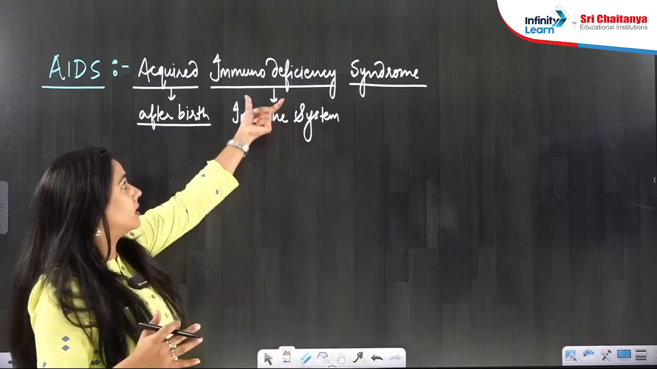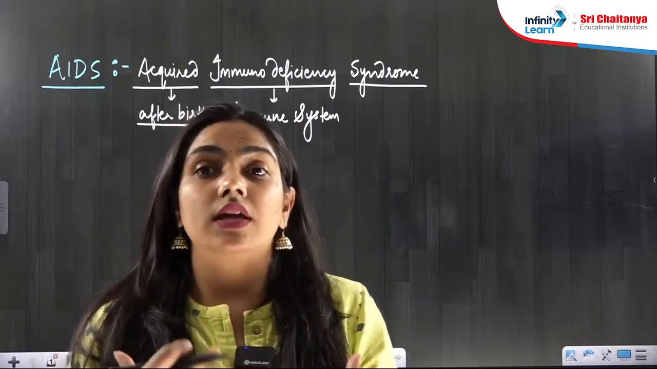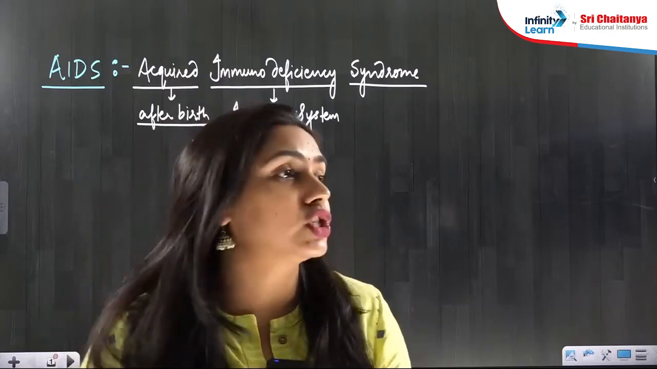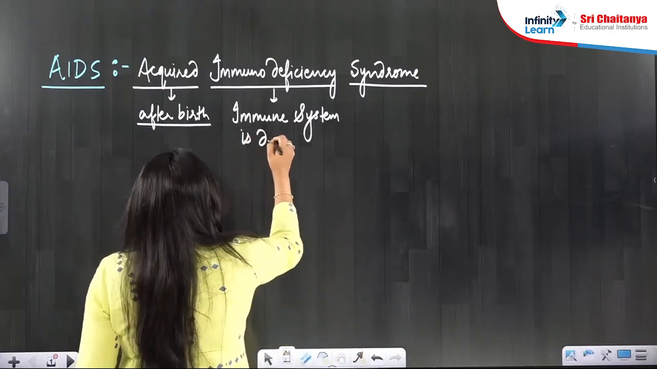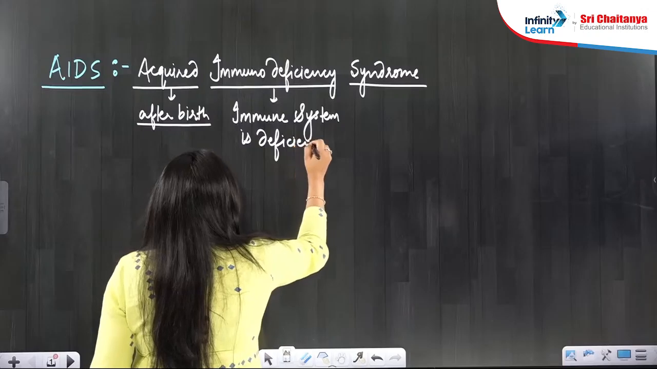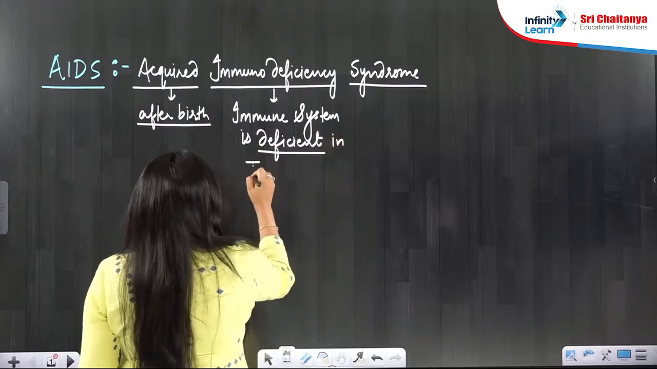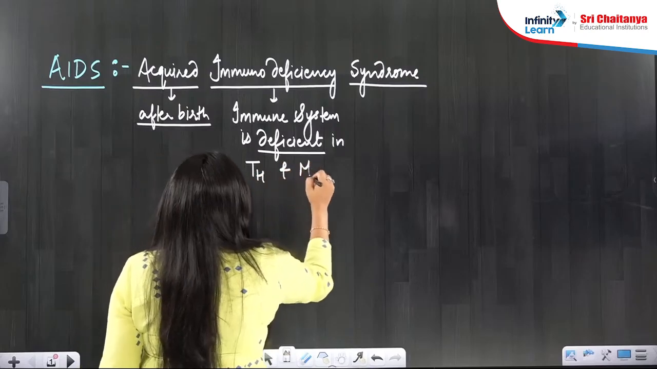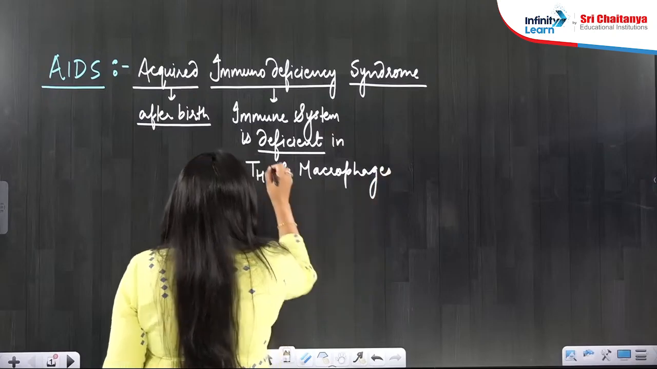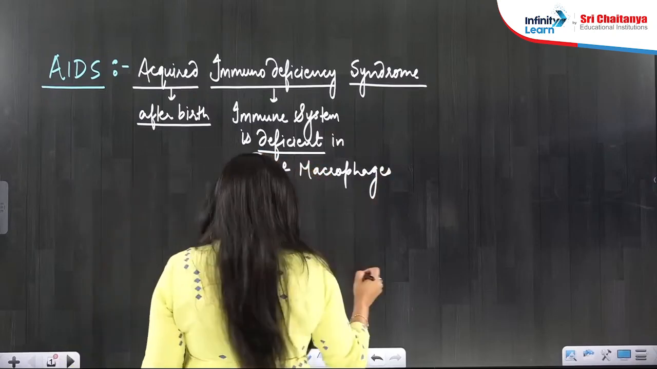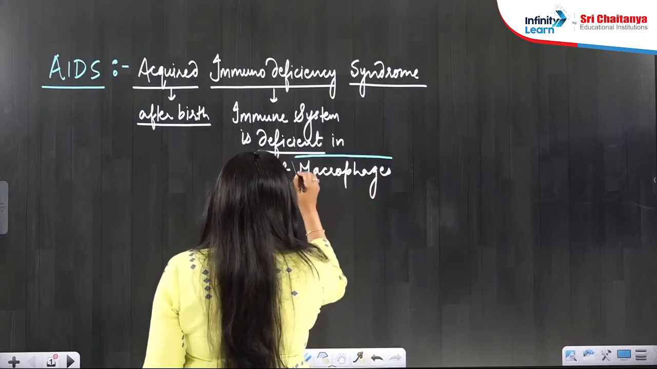So immune system deficiency means there is something which is lacking. There is something in which the immune system is deficient, right? Immune system is deficient in what? Immune system is deficient in T helper cells and macrophages. These are the two types of cells in which the virus will enter, okay? The T helper cells and macrophages.